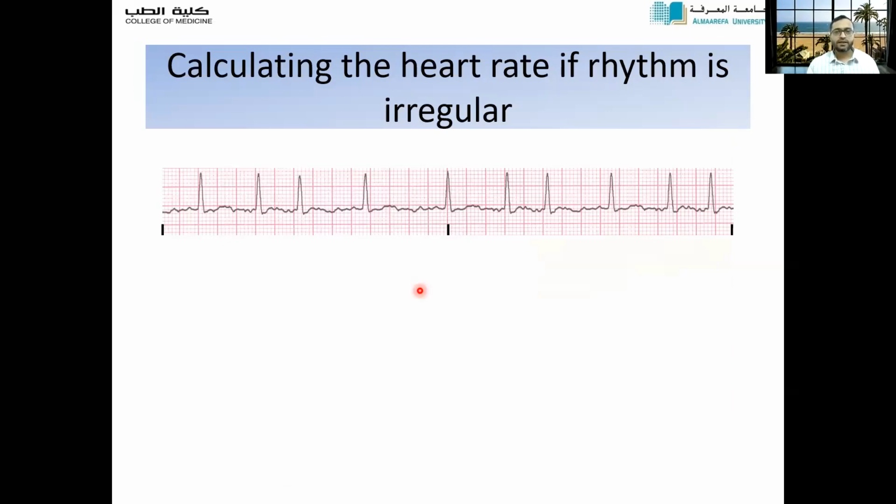Now, what we have seen: I have shown you the formula for calculating the heart rate when it's regular. And some of you might be thinking now, I can read your minds, how to calculate the heart rate if the rhythm is irregular. If it's an irregular rhythm, we cannot use the formula, because that formula can be used only when the rhythm is regular. What to do then?